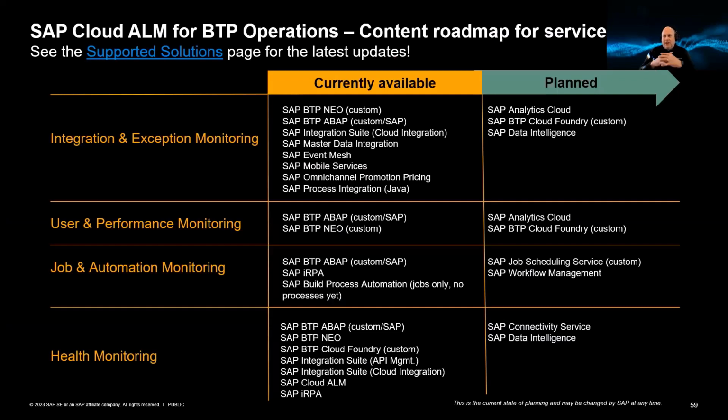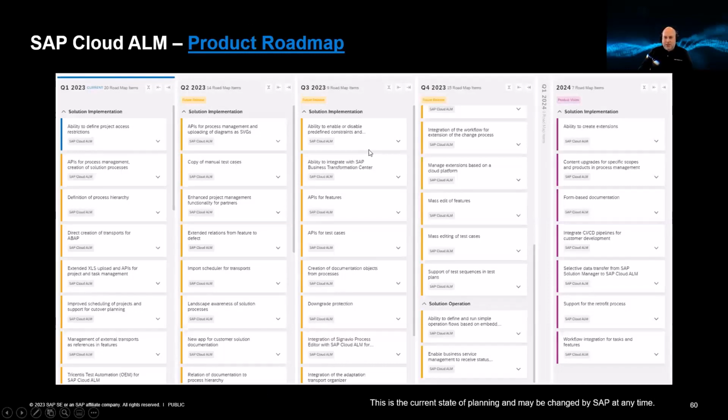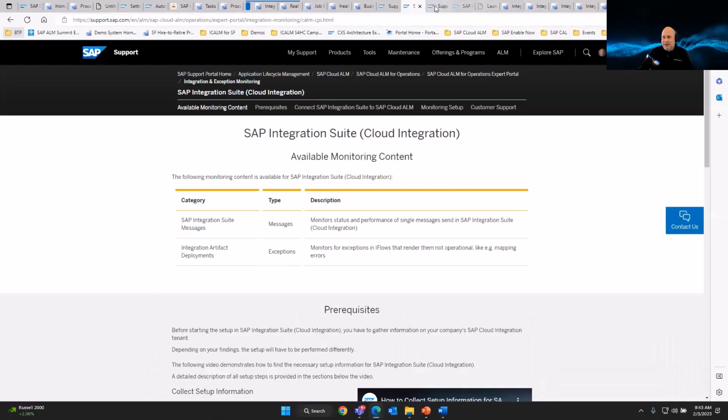So again, just one slide I put together based on the supported solutions page. They are planning to have some content: integration exception monitoring for Analytics Cloud and Cloud Foundry for custom services and data intelligence; Analytics Cloud and Cloud Foundry custom for user and performance; job scheduling service for custom jobs and workflow and job and automation; and connectivity service and data intelligence under health monitoring. But again, use the product roadmap to see exactly what's coming out. And that is where we publish everything in a very updated way.